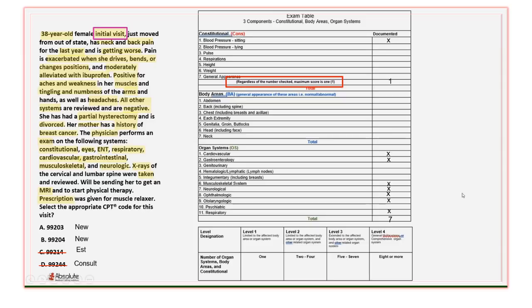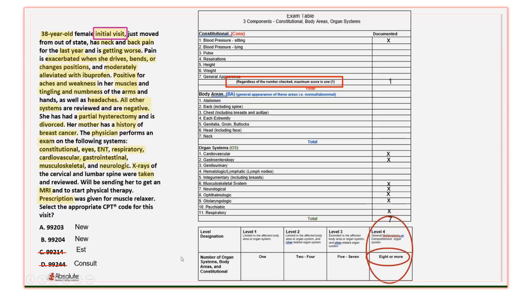Okay, so we're going to add those together. We'll add the 7 here and the 1 from constitutional. That gives us a total of 8. Okay, and so we're going to go ahead and circle that down here. That falls under a level 4, okay, which is 8 or more. All right, and that gives us a constitutional.